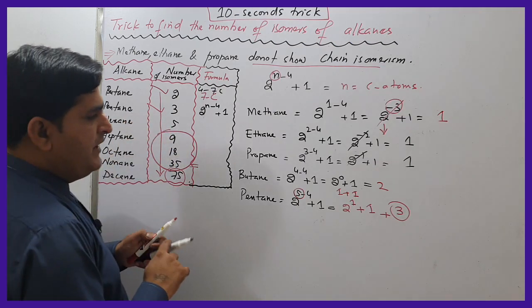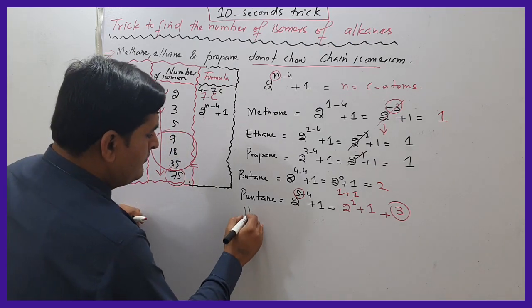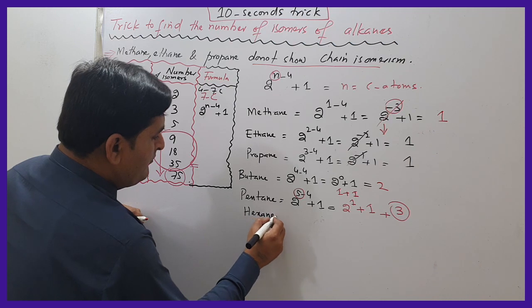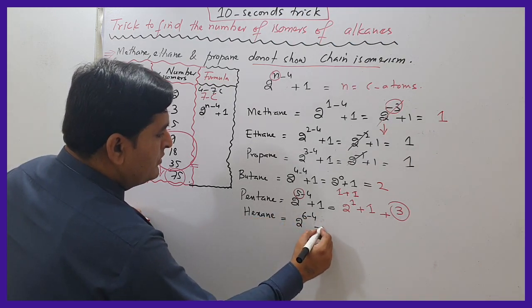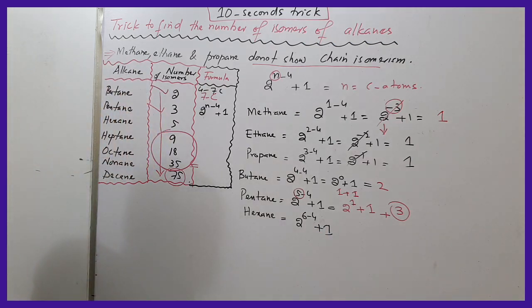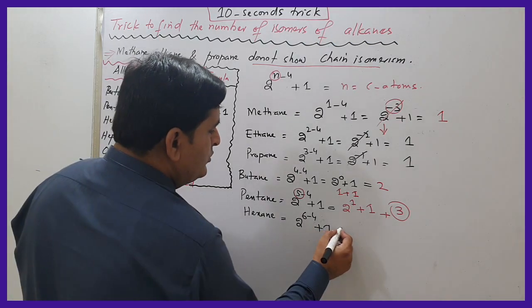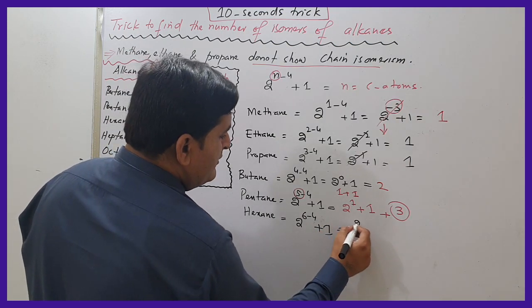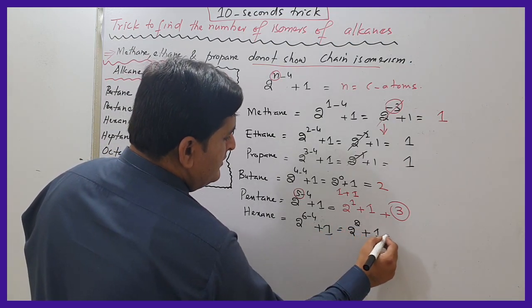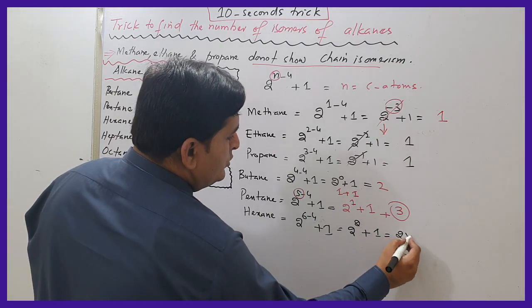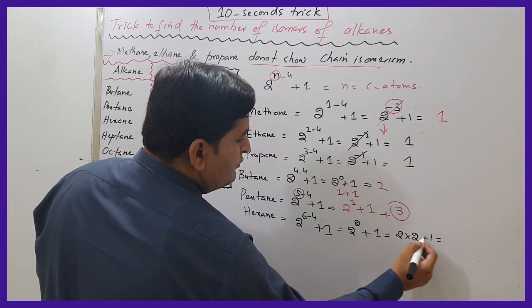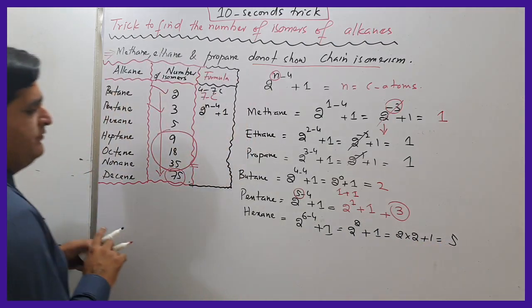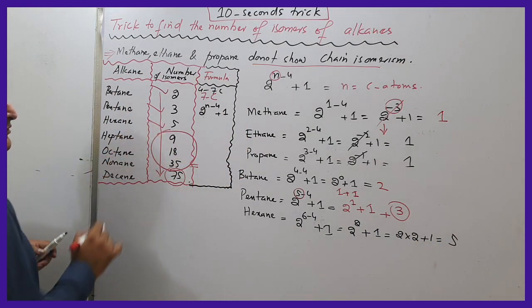For the same reason, if we have hexane, 2 power 6 minus 4 plus 1 is equal to 2 power 2 plus 1. 2 power 2 means 2 into 2 plus 1. 2 into 2 is 4, 4 plus 1 is 5. So the number of isomers of hexane will be 5.